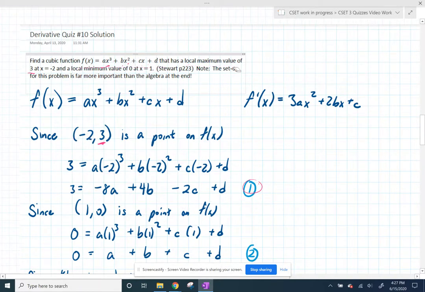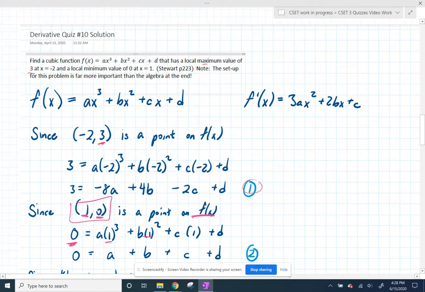Let's find another. So they say we have a local min of 0, so when x is 1. So when x is 1, the minimum y value should be 0. So that point had better be on your graph, right? So the y value had better be 0 when the x value was 1. And this is all just plugging into the original function. Those ordered pairs should be on your graph.